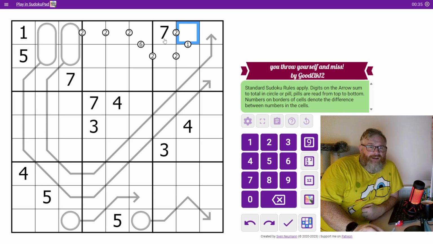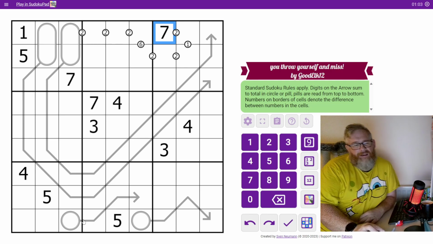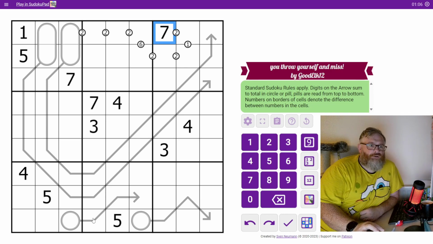So this puzzle, I'd say it starts here, because this looks like something quite easy because we've already got a number in the clue set. We can have a look at that in a moment. Those pills there. But then we've got this going down here and around here, as well as these little arrow clues down here. So there's quite a few things going on in this puzzle, but it looks like we need to start from up there.